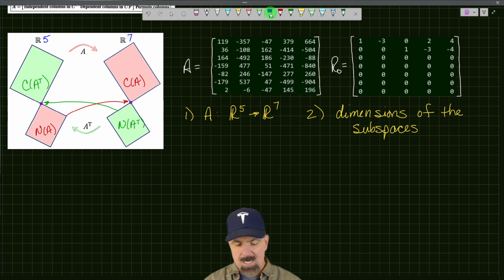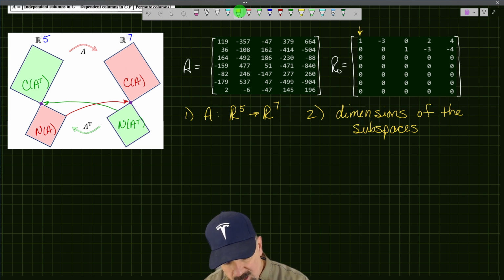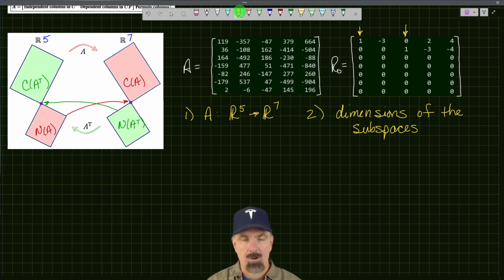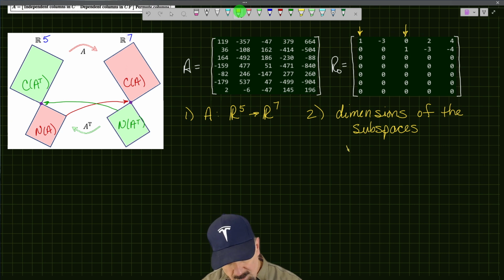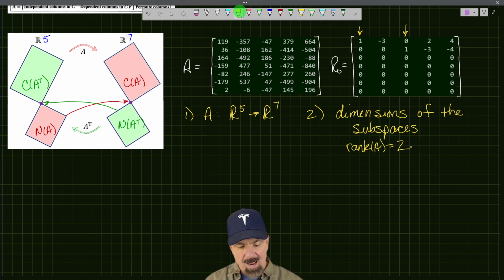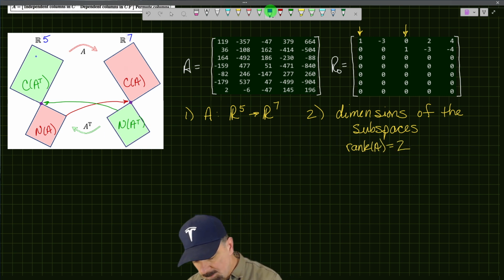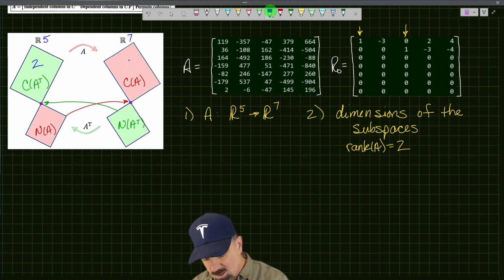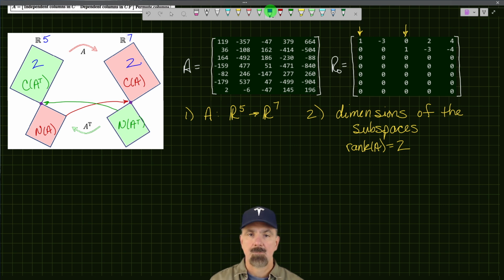All right, so let's take a look at the dimensions of these spaces. We know that from the RREF, we can calculate the rank. What we're looking for are the pivot columns. So I have a pivot column here and a pivot column here. Those two pivot columns mean that the rank is equal to 2. So we already know the rank of A is equal to 2. And from that, we know that the dimension over here is 2 and over here is 2.